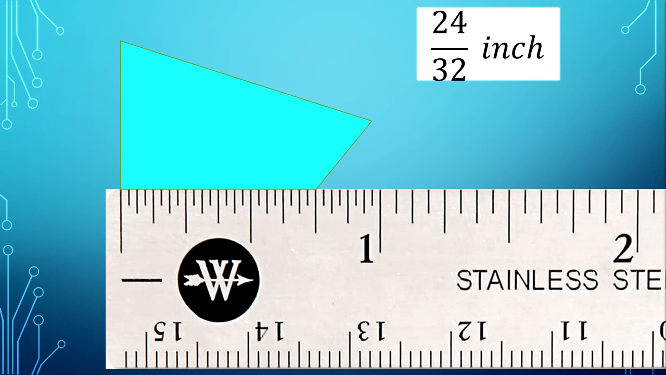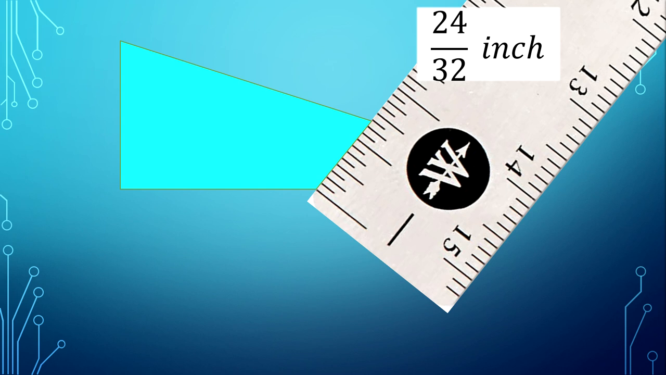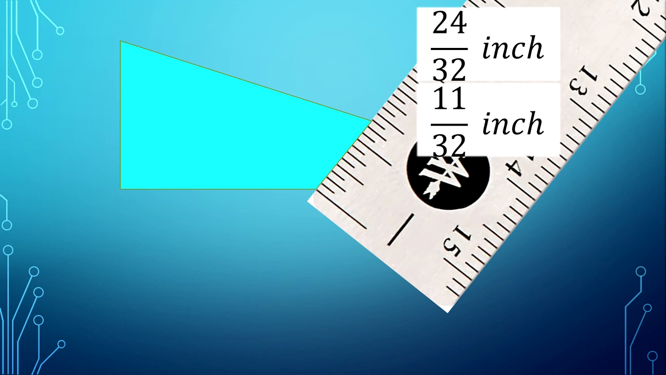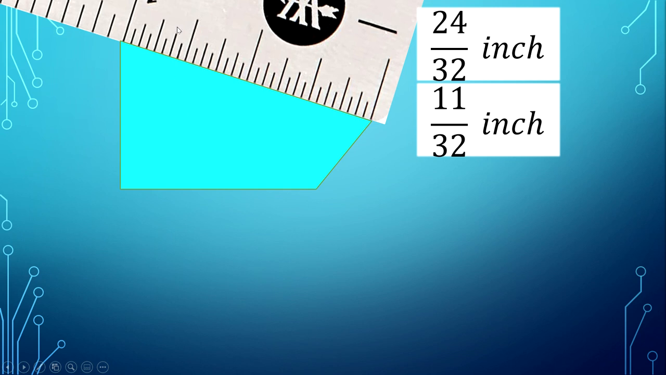All right, so I've got 24 over 32. Then when I measure this length, I've got 11 over 32. Now see, if I'd reduced this first fraction, that would reduce to 1/4. Then I wouldn't be able to add it to this fraction. I'd have to go back up to 24 over 32. So that's why I left the denominator at 32.